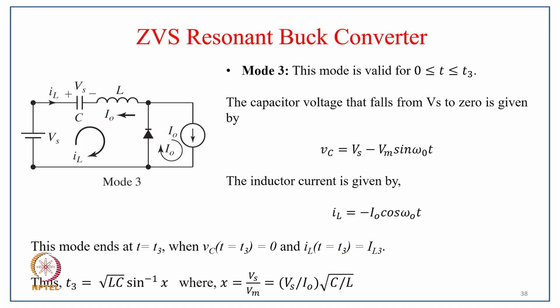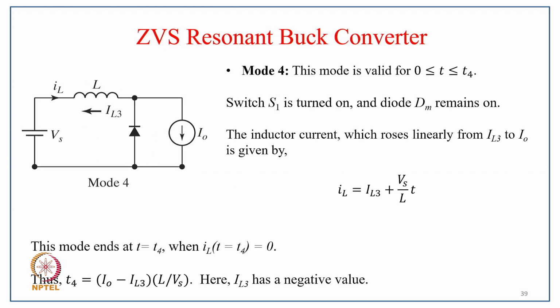Now coming to mode 3, as you can see typically in the figure, this mode is valid for time varying from 0 to t3, and the capacitor voltage that falls from Vs to 0 is given by Vc equal to Vs minus Vm sin omega 0 t, and the inductor current is given by IL equal to minus I0 cos omega 0 t, and this mode ends at t equal to t3 when Vc at t3 equals 0 and IL at t3 equals IL3, and thus t3 equal to root LC times sin inverse x, where x is equal to Vs upon Vm or equal to Vs upon I0 times root of C upon L. Now coming to mode 4, as you can see in the circuit here, the IL3 is just reversing.